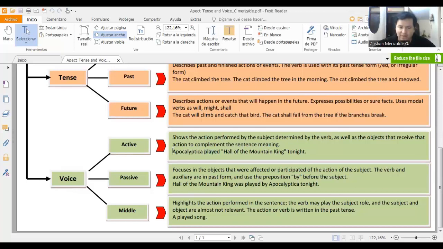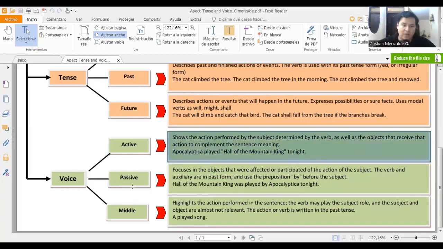So here, Apocalyptica is the subject. Played is the verb that influences Apocalyptica. Call of the Mountain King is the complement, and tonight. So Call of the Mountain King is also affected by the action of Apocalyptica. Call of the Mountain King is, in this case, played.